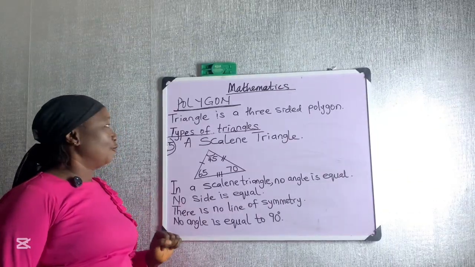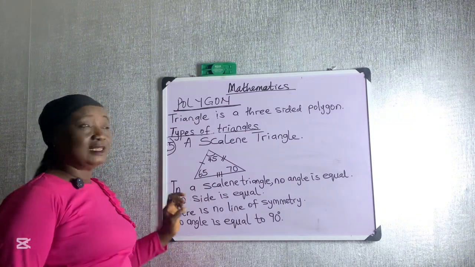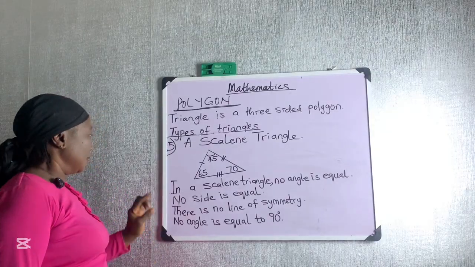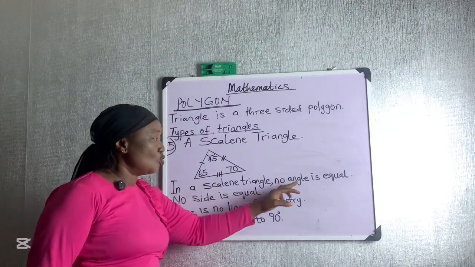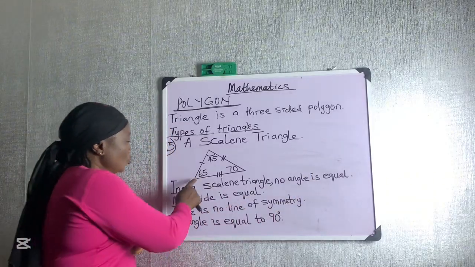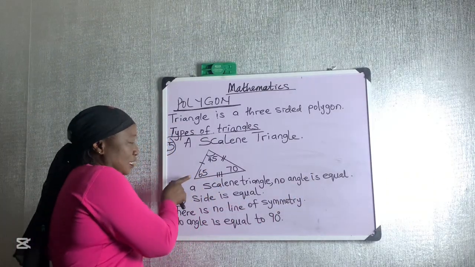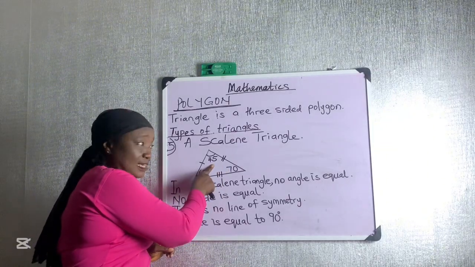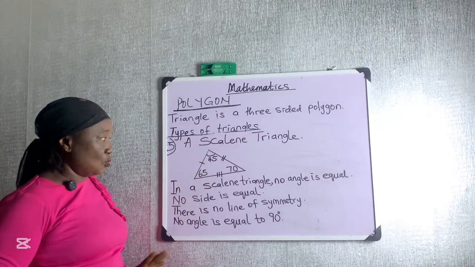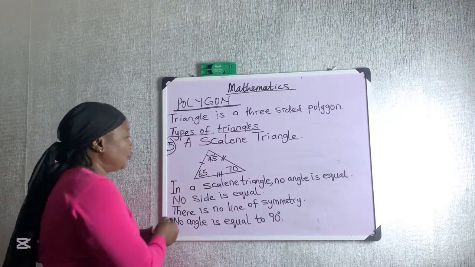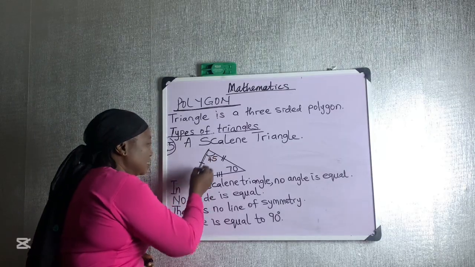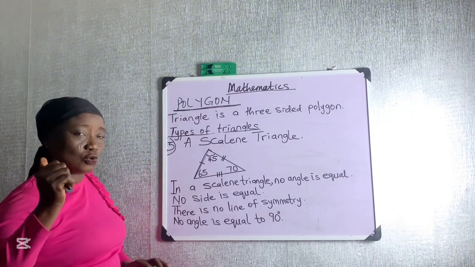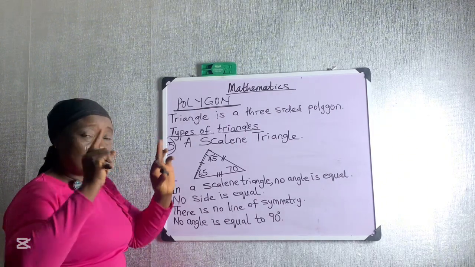The fifth type of triangle is a scalene triangle. And what are the features of a scalene triangle? In a scalene triangle, no angle is equal. You can see 65 is here, 70 is here, 45 is here. So no angle is equal in a scalene triangle. And if you look at the drawing again, no side is equal. None of the sides is equal to each other, as in the case of an equilateral triangle, where all three sides are equal.